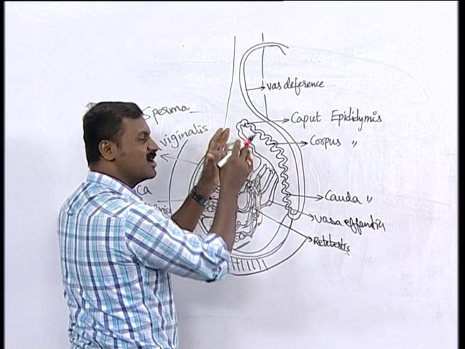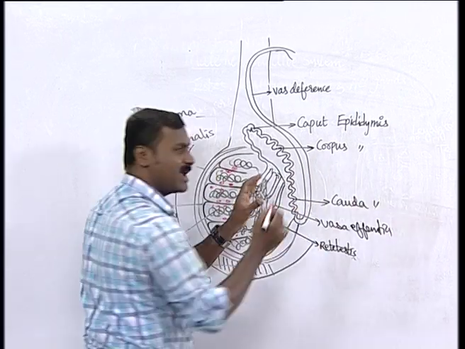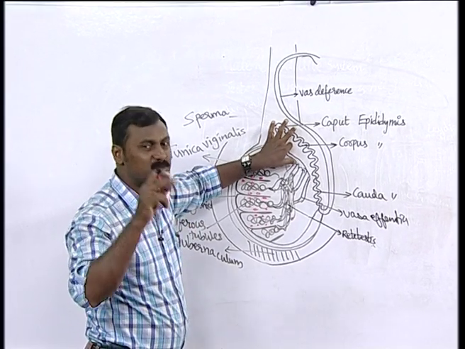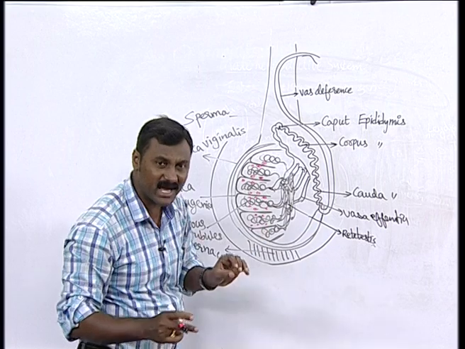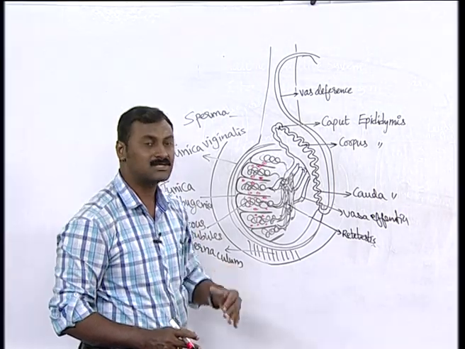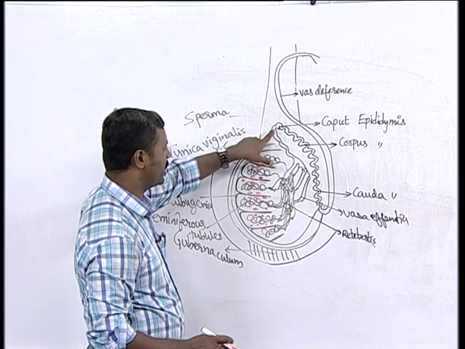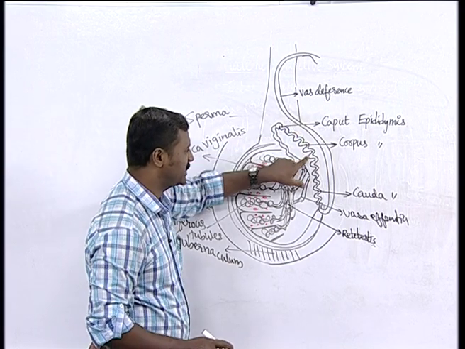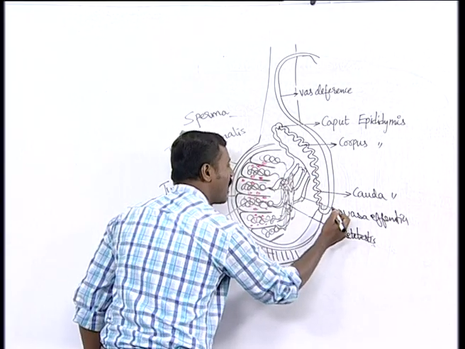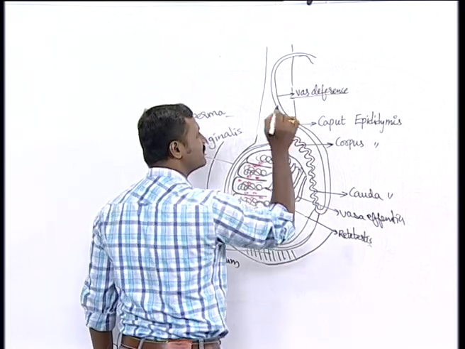You are observing this fully coiled tube, that is caput epididymis, corpus epididymis, cauda epididymis. This is one of the important parts of the male reproductive system, because the sperms come and rest in the epididymis, and not only rest, sperms become mature there and also get nourishment there. That is why epididymis is very important. The last part, cauda epididymis, is elongated as the vas deferens. Here the single tube is called the vas deferens.